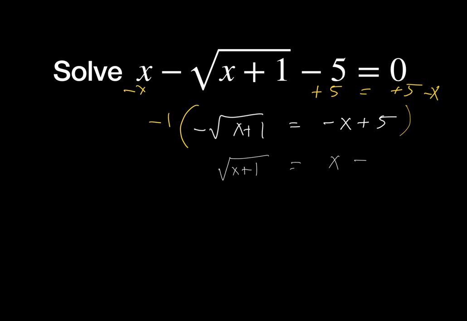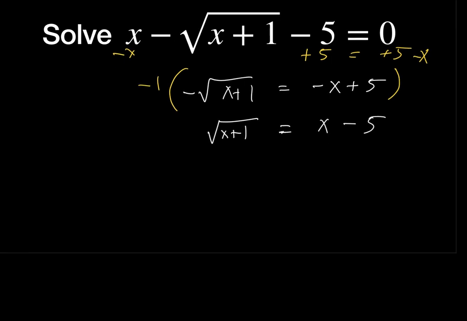Now it's going to be a positive x minus 5. Now I can get rid of the square root. The inverse of square rooting is squaring. Squaring the whole side. When that happens, I'll be left with x plus 1. On the right-hand side, I have square, which means times itself.